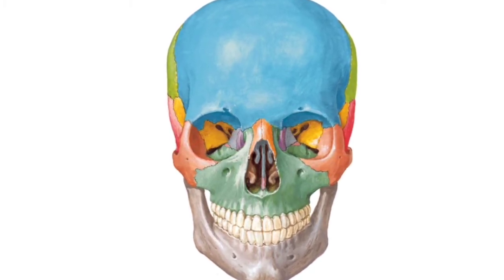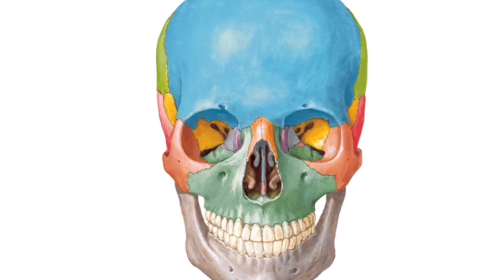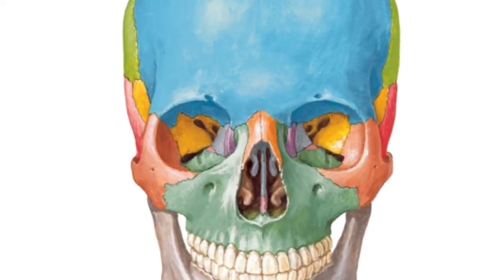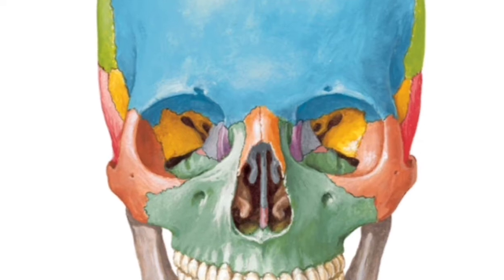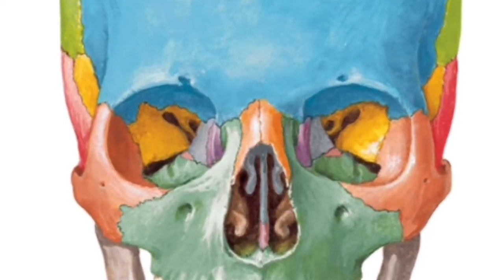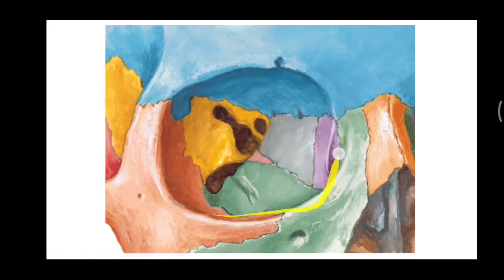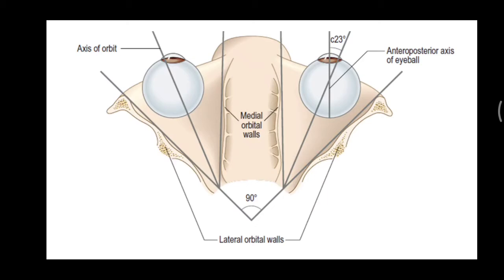The orbits are a pair of bony cavities which contain the eyeballs and their associated muscles, nerves, blood vessels and lymphatics, part of the lacrimal apparatus and a quantity of fat. Each orbit is a four-sided pyramid with the apex directed behind at the optic canal and the base represented by the orbital margin. In this diagram, we are looking at the orbit from the superior aspect after removing its roof.